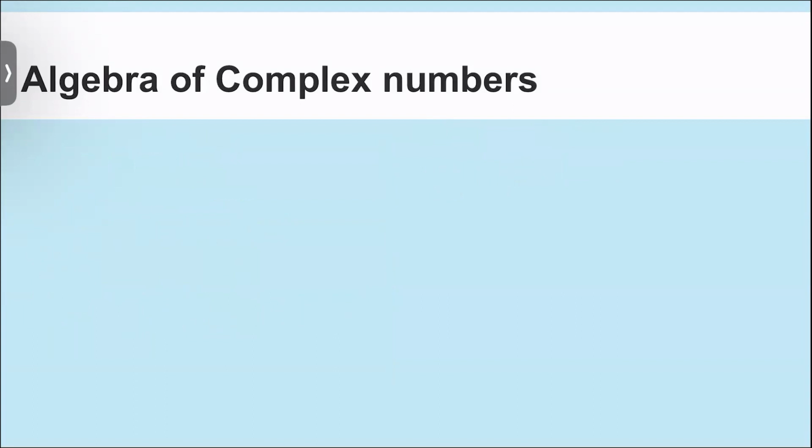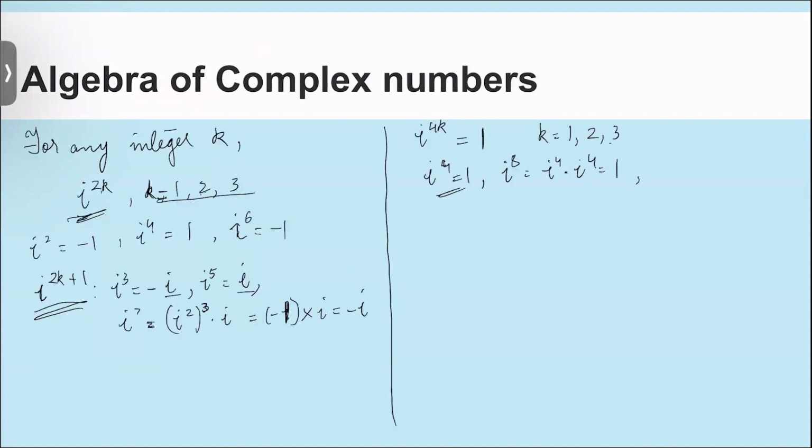Similarly, if you take 3, that is 12. So you have i to the 4 into i to the 4 into i to the 4. Again, you are left with 1. Okay, so over here you can see for any integer k, if you multiply it with 4, you get a uniform relation.